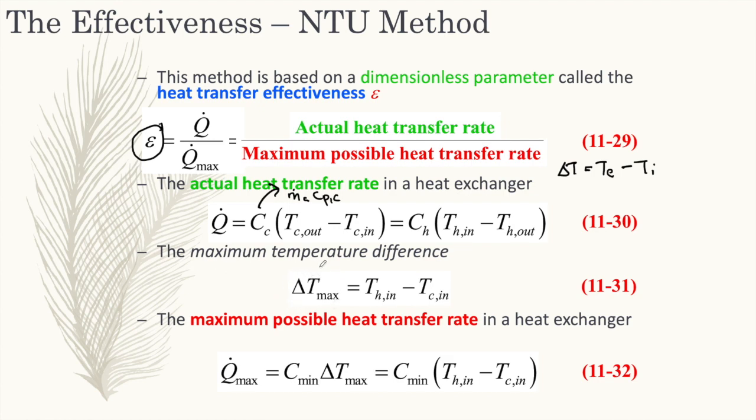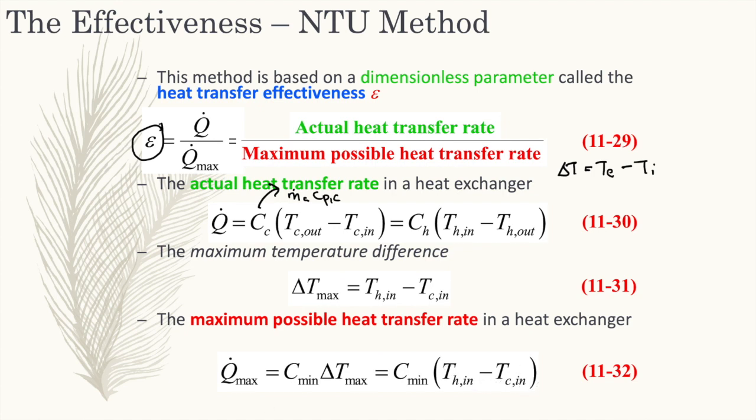Why do we need to calculate delta T max? Because we want to calculate what is the maximum possible heat transfer rate. So the maximum possible heat transfer rate in the heat exchanger is Q dot maximum equal to C minimum delta T max, equal to C minimum times TH in minus TC in.